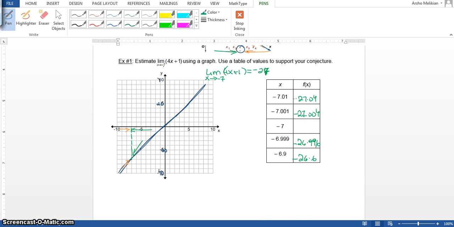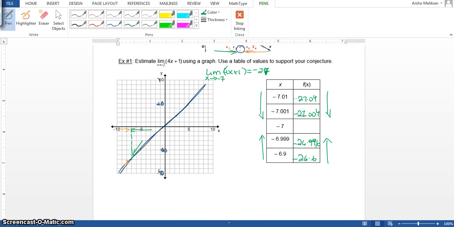Once you fill out your chart, you see that as x approaches negative 7 from this side, the values are approaching negative 27. And as x approaches negative 7 from the other side, the values of f are approaching negative 27. The values of f of x are approaching negative 26.6, negative 26.9996. The next one is going to be negative 27. So we just confirmed what we had stated from the graph numerically using a table of values.